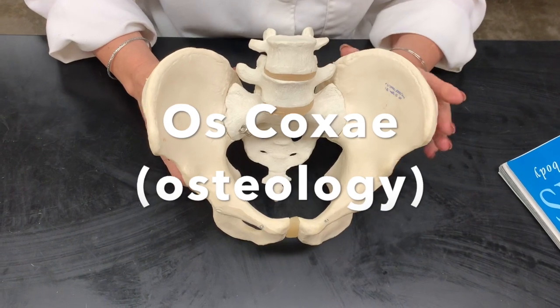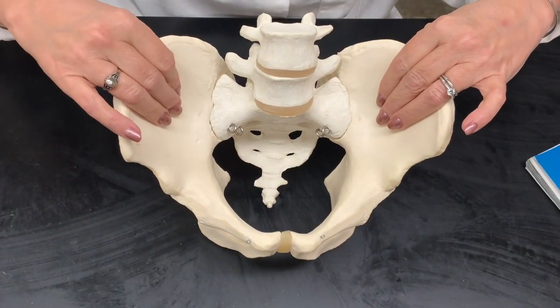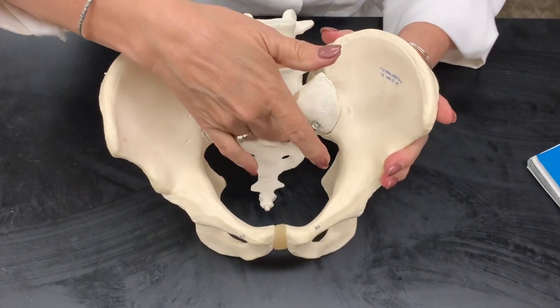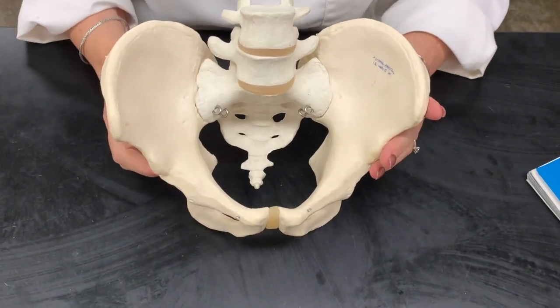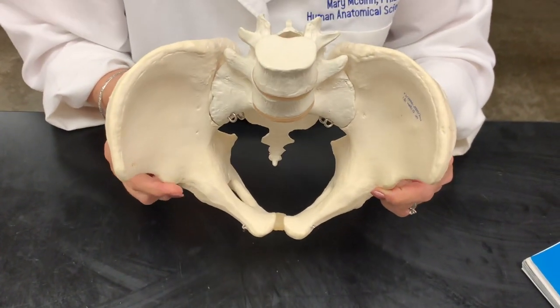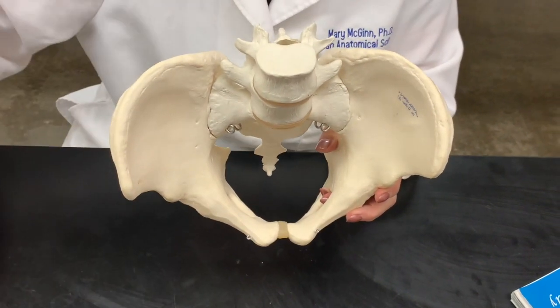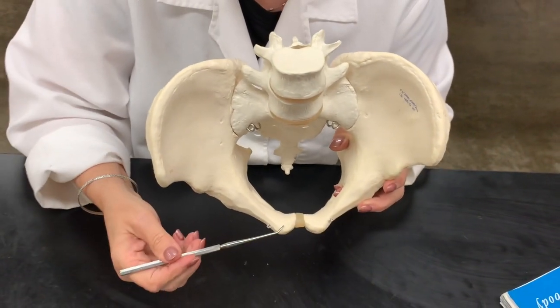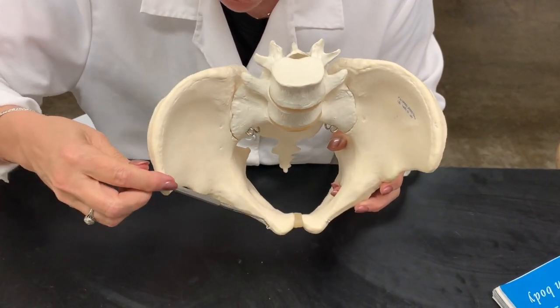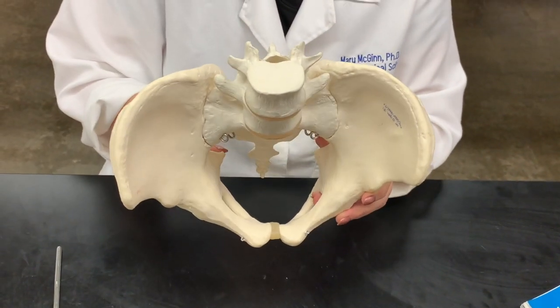What we're going to look at now is the Os Coxae. What I have here are two Os Coxae attaching to the sacrum. This is not an anatomical position. If I were to tilt this forward like a basket, like pretend we're playing basketball, where I have my pubic tubercle and my anterior superior iliac spine in the same plane, now I'm in anatomical position.